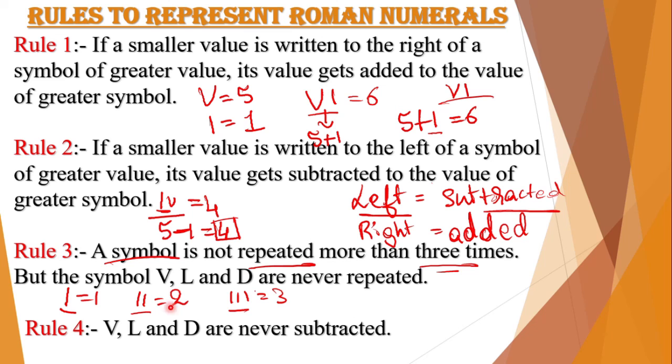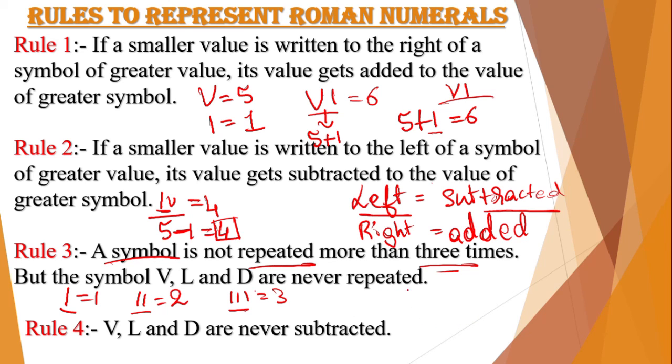Now the second sentence is saying that the symbols V, L and D are never repeated. So V, L and D are never repeated, not even 2 times, only 1 time. It cannot be more than 1 time also. So why? Let's see. Now if I write V and V, so what is 5 plus 5? 10. And we already have a symbol for 10, which is X.